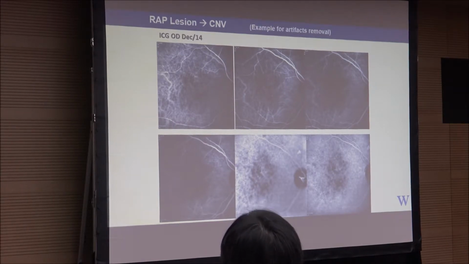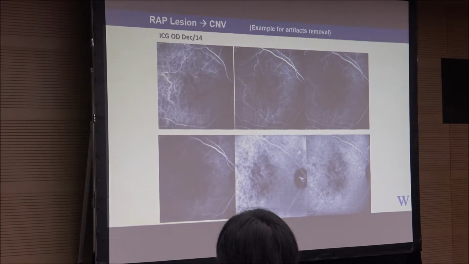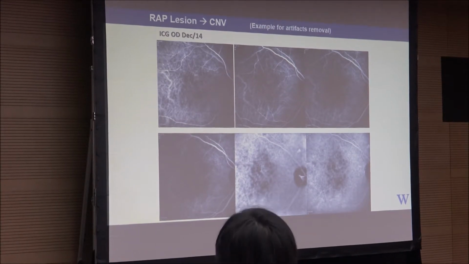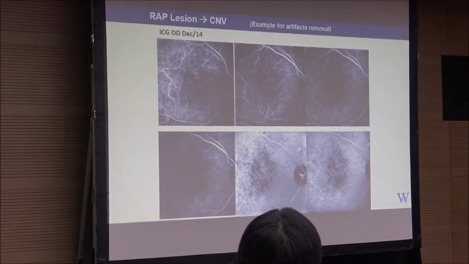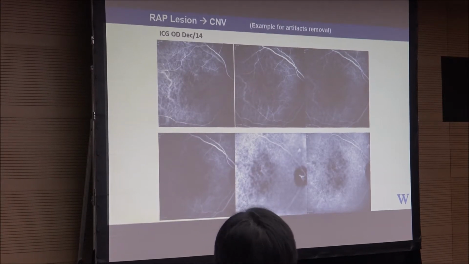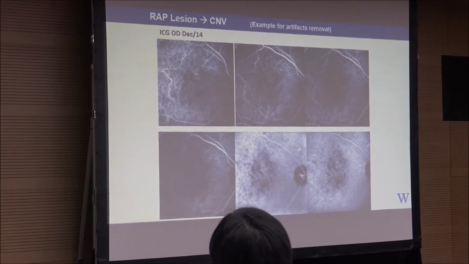Okay, and now I walk you through really quickly the RAP lesion example. This is a RAP lesion. In RAP lesion, you have the anastomotic vessel from the retina going to the choroid. And this is the ICGA information. As you can see from this ICGA, for the first visit of the patient, you see this RAP over here, right? And this patient we've followed up for more than 2 years, okay?